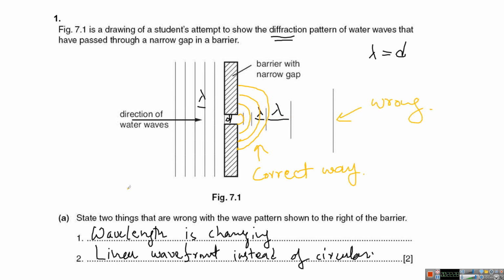The question has already stated what is wrong, so you don't need to give the corrections over here. You just need to identify what was wrong, which is wavelength is changing, which is wrong. Linear wavefronts, which is also wrong. It should have been circular. So just write these two and you will get 2 marks for this.